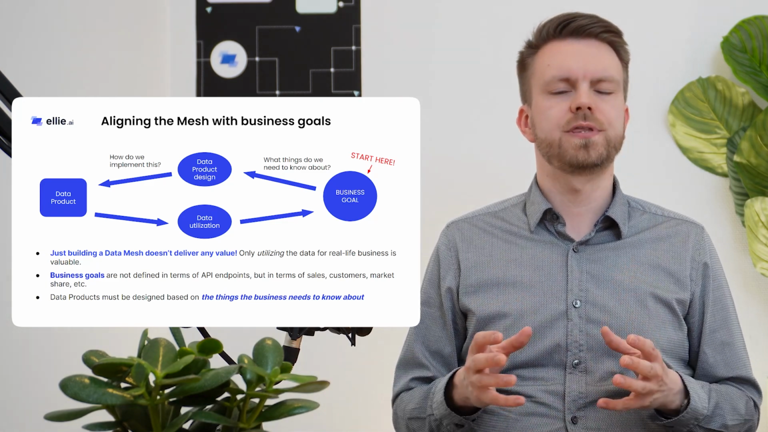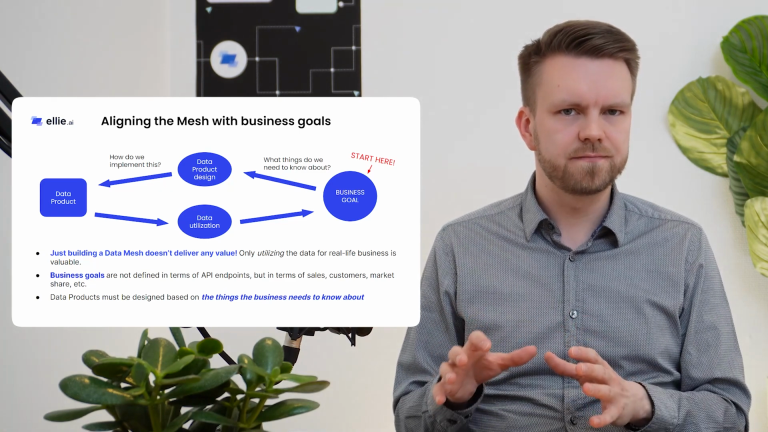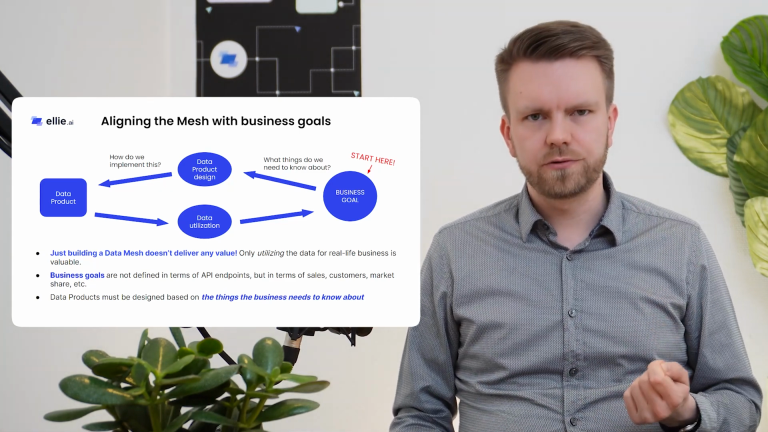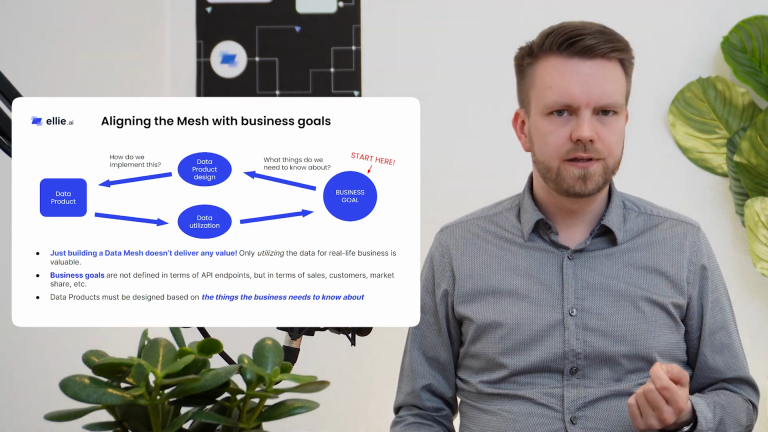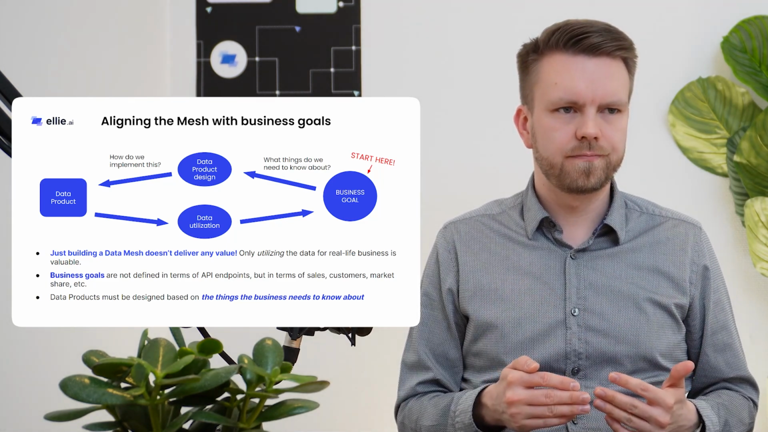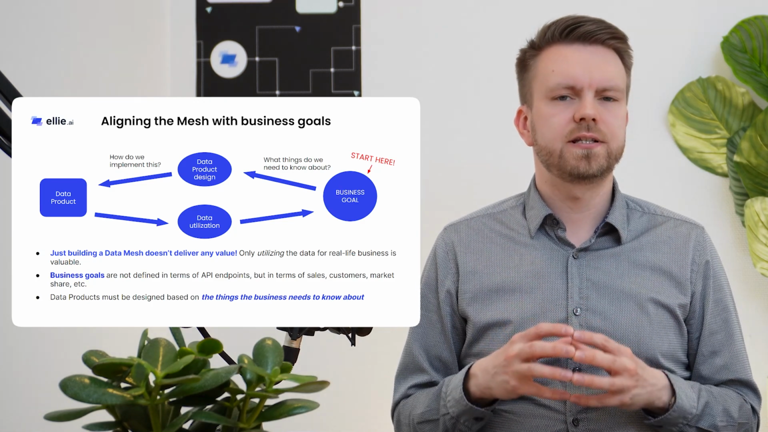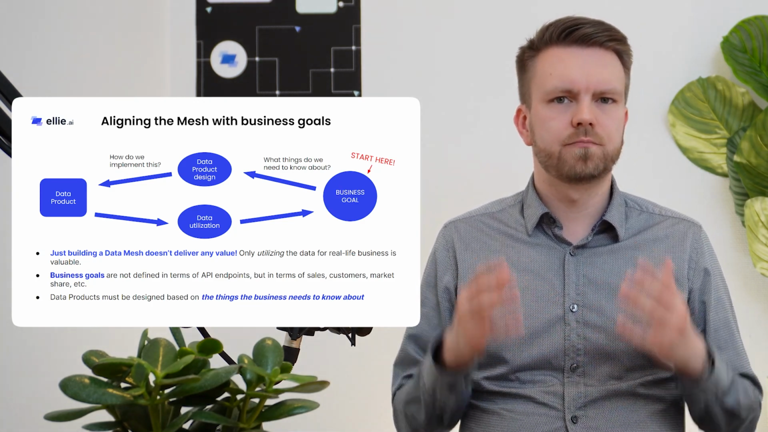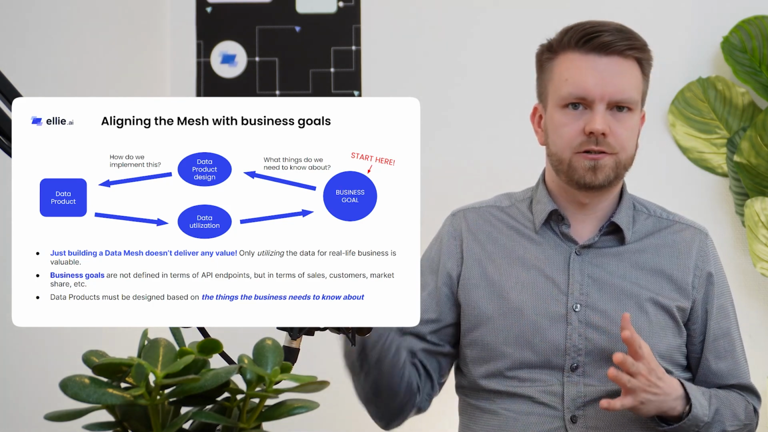So we start with the idea, here's what we have to achieve. Then we start thinking, okay, what do we need to know about? What information do we need to have that would help us achieve that goal? And that is the data product design part. So we're figuring out what content the data product must have in order for us to reach a goal.